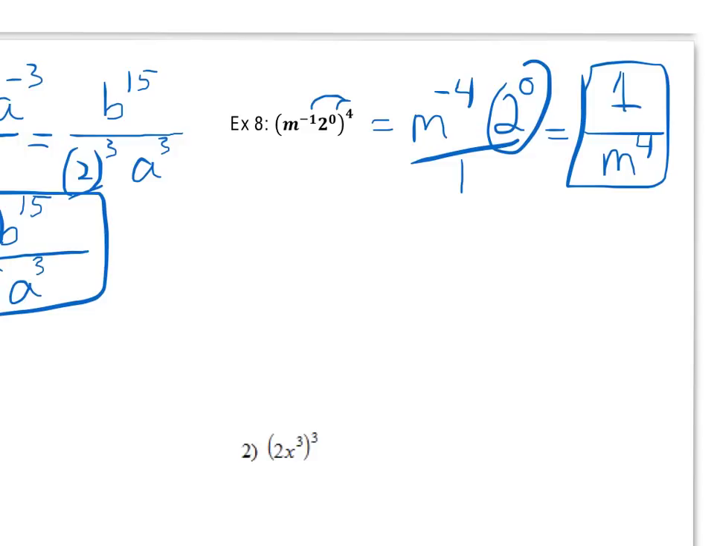Find examples. If you're stuck, find examples that are similar to the ones that I just went over to help you do the problems. Use your notes. Really, really push yourselves to not make the silly mistakes.